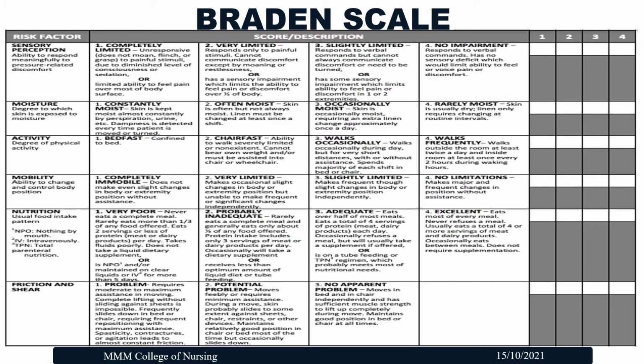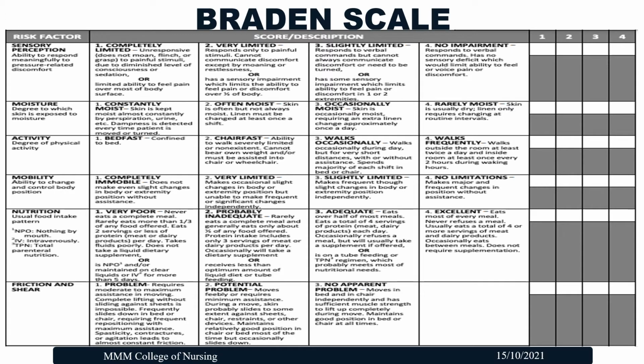This is the Braden scale. As you can see, there are 6 risk factors such as sensory perception, moisture, activity, mobility, nutrition, and friction and shear. They are graded on a scale from 1 to 4, with 1 being completely limited and 4 being no impairment. The scores from the 6 categories are added and the total score indicates a patient's risk for developing a pressure injury or ulcer. The scoring and interpretation will be discussed later.